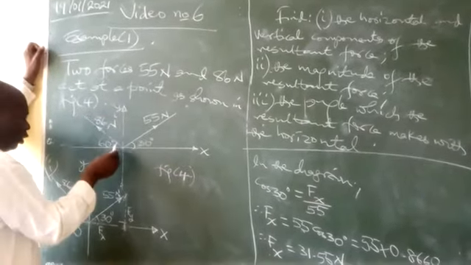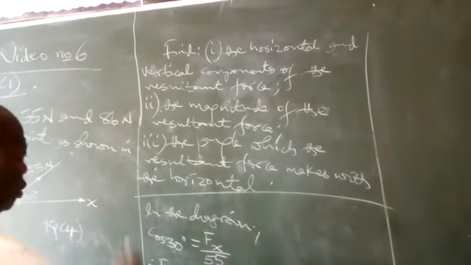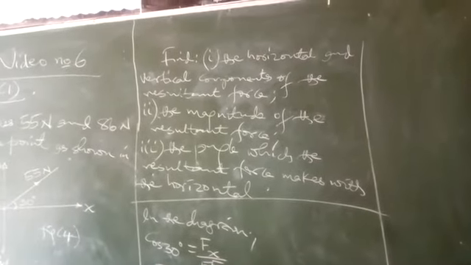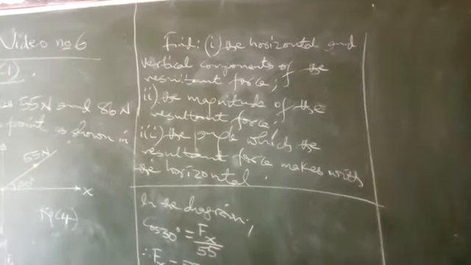So the questions are: find 1. The horizontal and vertical component of the resultant force. 2. The magnitude of the resultant force. 3. The angle which the resultant force makes with the horizontal. So these are the questions. Now we start from question number 1.